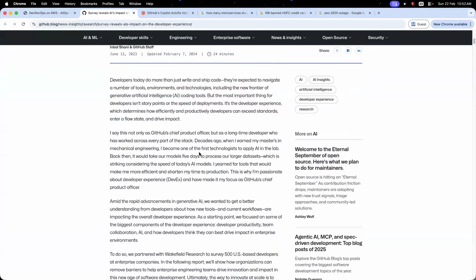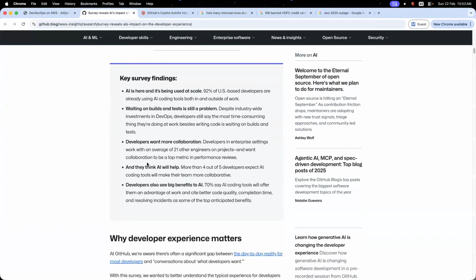If you look, GitHub has done a survey on development work, and they're saying that 92% of US developers are already using AI tools, and more than four out of five developers have AI coding tools in their team for collaboration purposes. Now, what does this mean for operations?